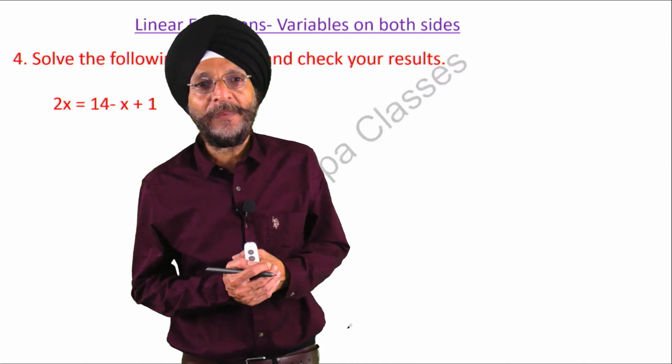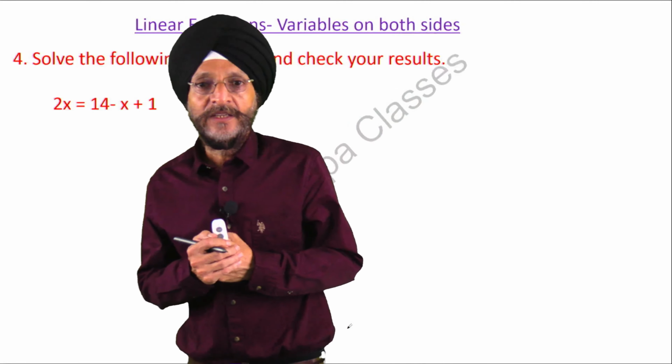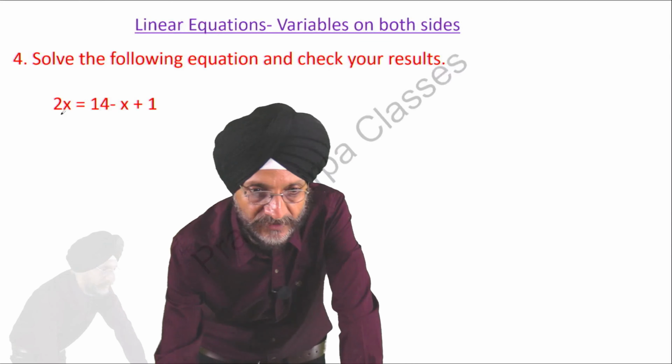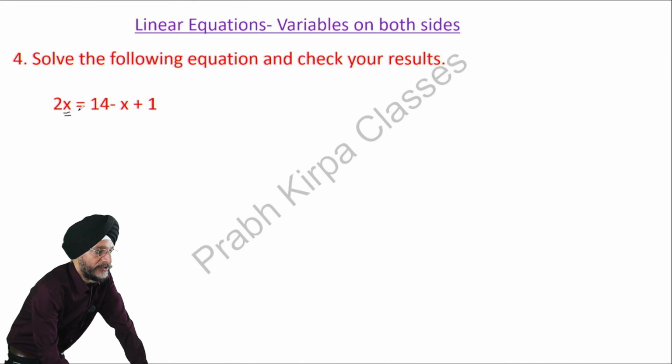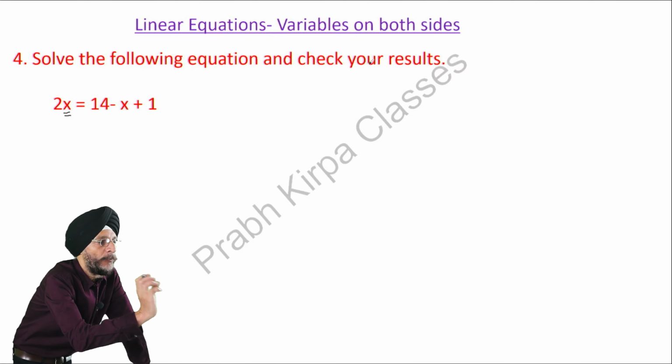Now the topic before us is linear equations with variable on both sides. Here the variable is single, that is x. It is the single variable questions. So now the question before us is: solve the following equation and check your results. It means that this question has two parts.